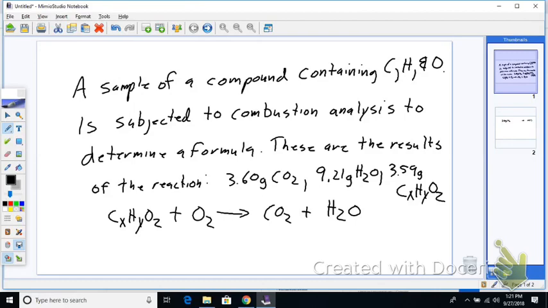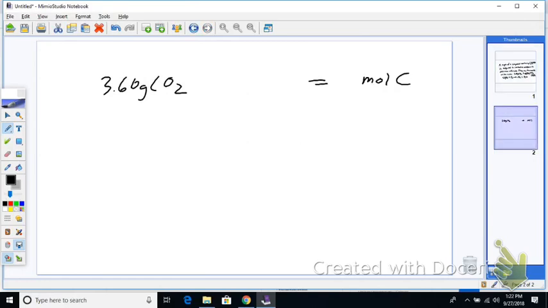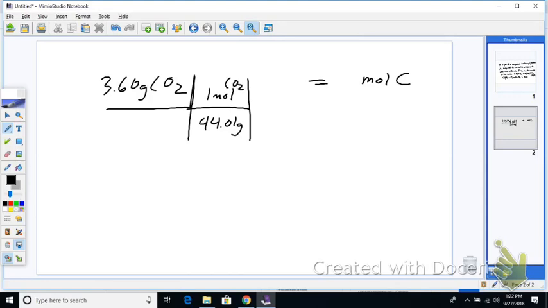All right, so you get 3.60 grams of CO2, 9.21 grams of H2O, and then you start out with 3.59 grams of CHO. So you would go, what, 44 to 1, right? And then you would go, for every 1 CO2, you have what? 1 carbon. Is that right? Is that how you guys did it?